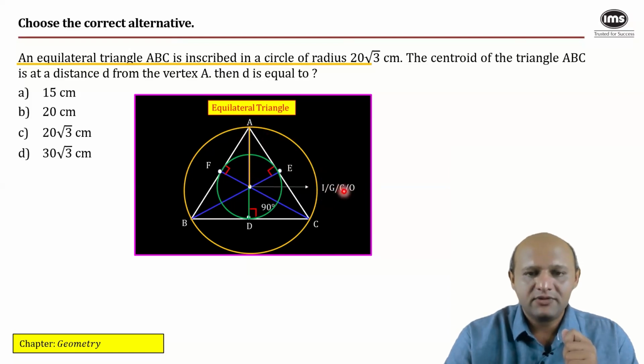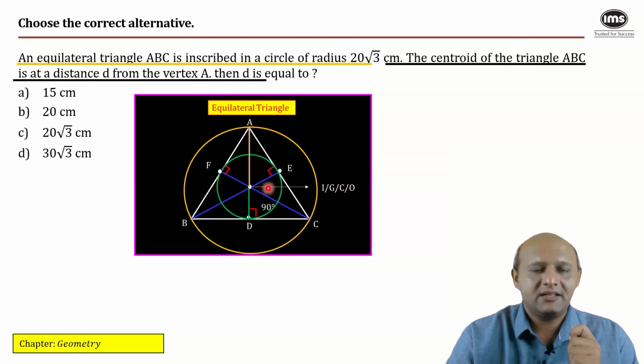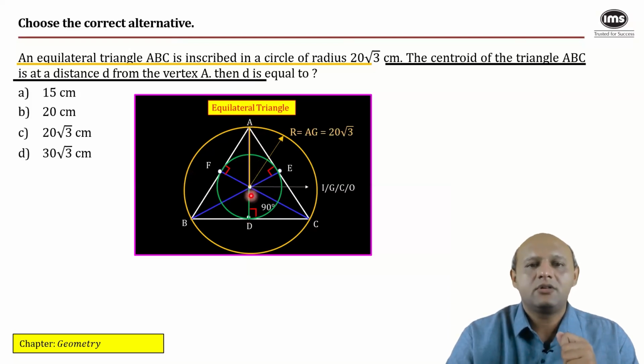So please don't confuse this C with this vertex. This C stands for the circumcenter. Okay. So now what is expected? The centroid is at a distance of D from the vertex A. So what is D equal to? Obviously, this radius, which is the circumradius, is itself equal to the distance AG. Okay, have you noticed this? So this gives your answer, 20√3.